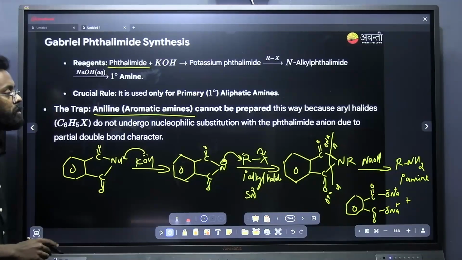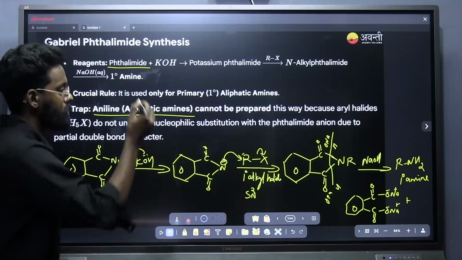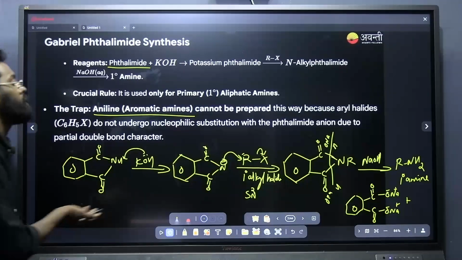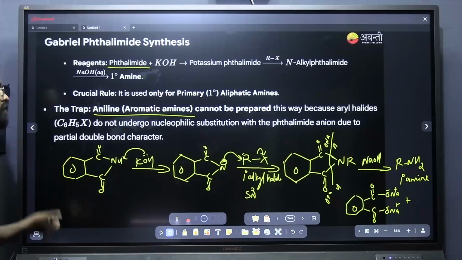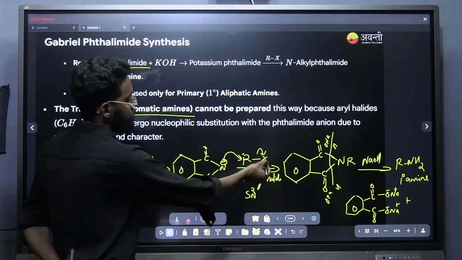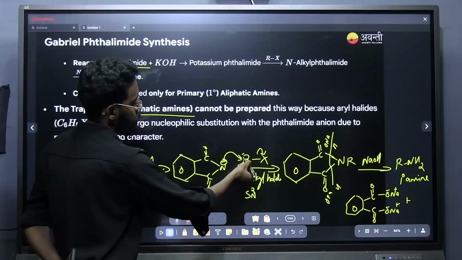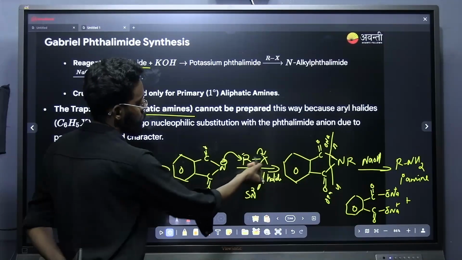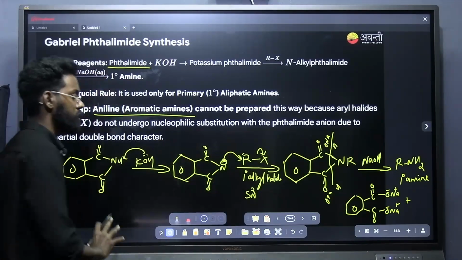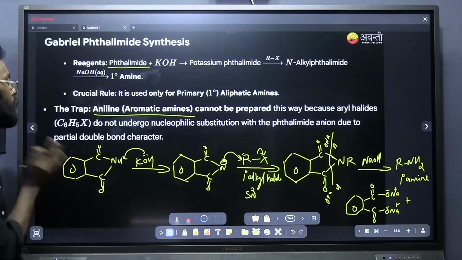Why can't we prepare aniline? Because for aniline we know that there is a partial double bond character. Because of the partial double bond character, the elimination of the nucleophile will be very difficult, because this will be an aromatic compound, and the halogen will be involved in the partial double bond character. So this elimination of halogen will be difficult. Because of that, we can't prepare aniline also.